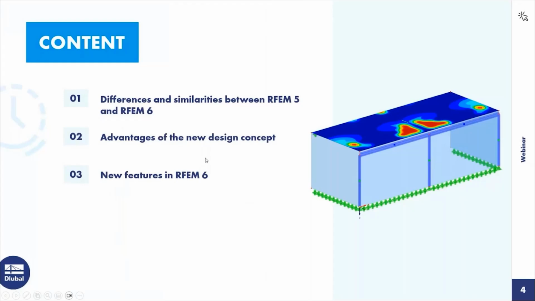I start with a new model. That's the finished model, a simple model with steel frames and a concrete surface. I explain step by step what is similar, what is new, and so on. The webinar is also valid for RSTAB, but in RSTAB there are no surfaces possible, though the other workflow is also valid for this program.